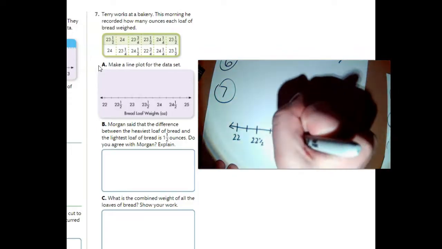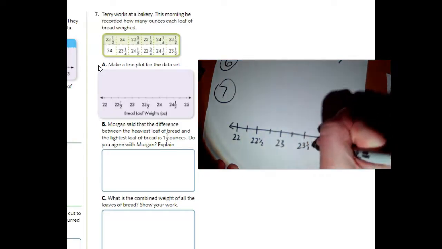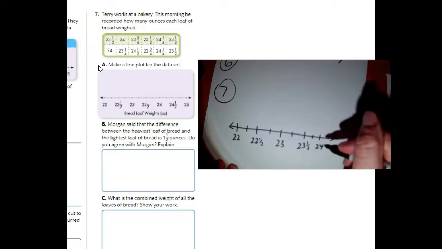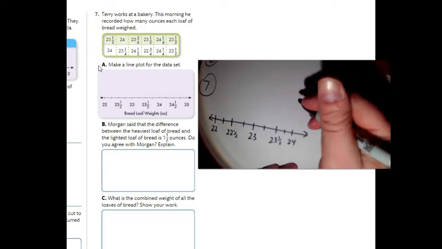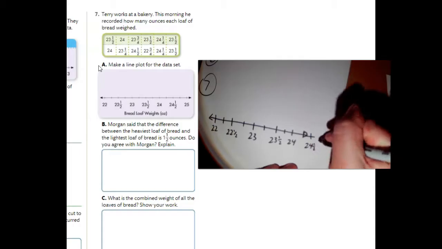It says letter A, make a line plot for the data set. And I love this because they've given us the line. So we've got 22, 22 and a half. And I have to do some work here just to recreate it on my page, but you won't have to do that because it's already going to be there. And of course, in true form, I've not really given myself enough space. All right, so there's 24 and a half. There's 25. Okay, so I've kind of recreated what they've given you.